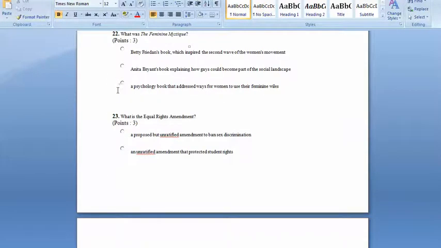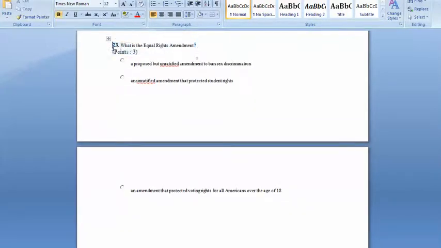Number 22, what was the feminine mystique? A Betty Friedan book which inspired the second wave of the women's movement, Anita Bryant's book explaining how gays could become part of the social landscape, or the last option, a psychology book that addressed ways for women to use their feminine wiles?